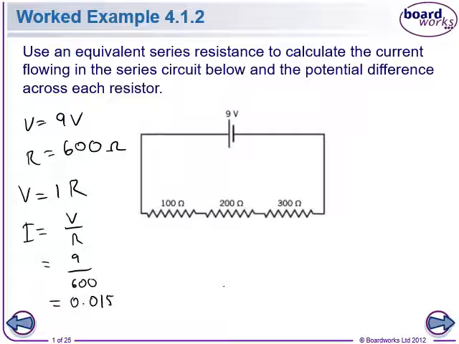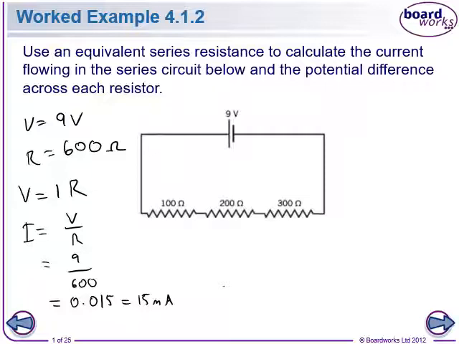Okay, so 0.015 amps or 15 milliamps. So there's our current. We've worked out the current in the whole circuit, but we need the equivalent resistance to do that.